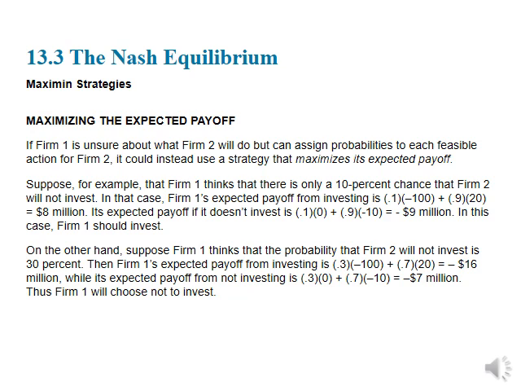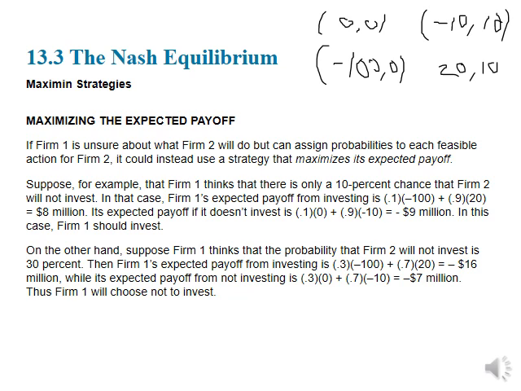So if we think there's a 10% chance that firm 2 does not invest, and let me recreate our payoff table over here. We've got 0, 0. We've got minus 10, 10. We've got minus 100, 0. And we've got 20, 10. With the choices being no investment and investment.